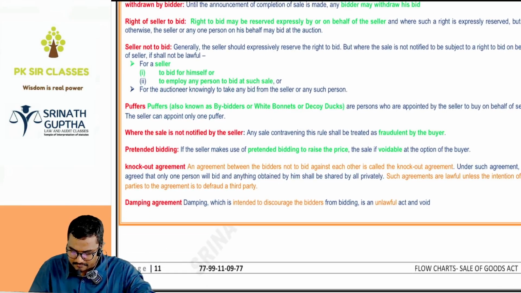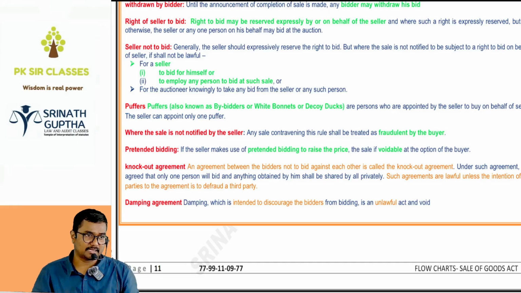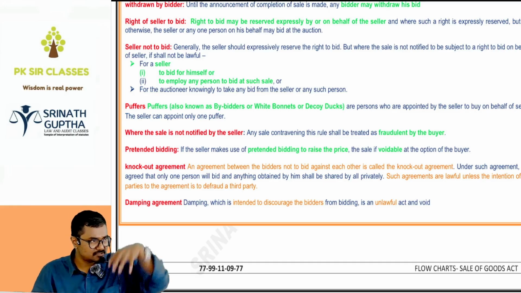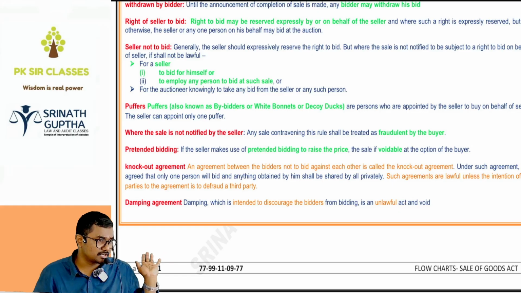And if there is any agreement between 2 bidders not to bid against each other, Gopal said to Satish, if I make a bid, don't make the counter bid. It is said to be a knockout agreement, and it is valid. So I will bid for 1 lakh rupees, you give me 50,000 rupees, I will give you half the laddu. So please don't increase the price, because you want the laddu, I want the laddu. Let the auctioneer not be benefited.